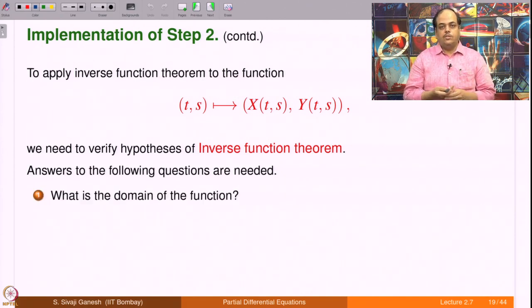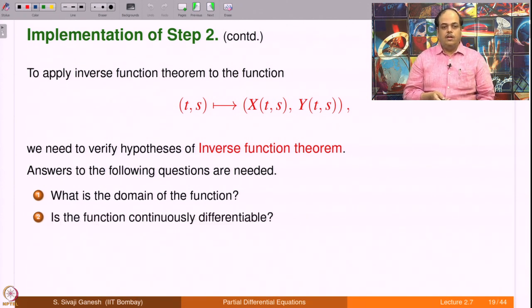Therefore, answers to the following questions will be needed. What is the domain of this function? Is the function continuously differentiable? Is the Jacobian condition satisfied? These three conditions.